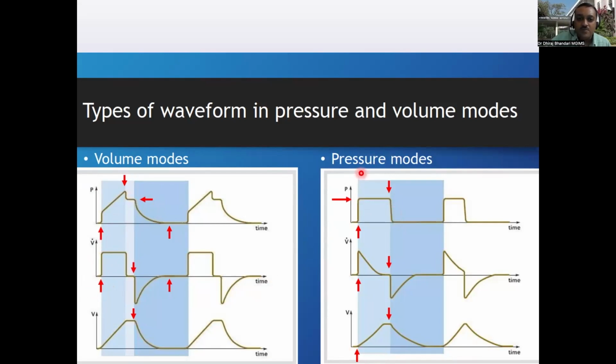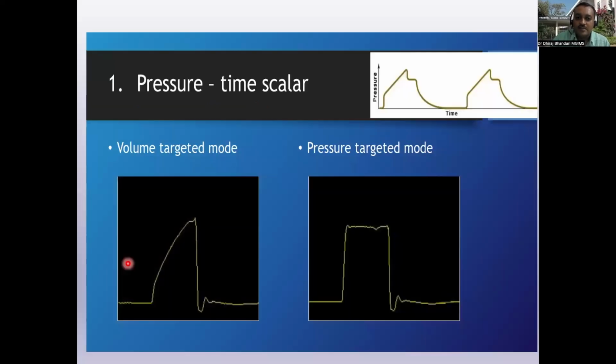So even if I'm covering the volume mode and pressure mode, and I'm only shown this diagram, I'll still be able to say that, because the pressure waveform is square, this is pressure control ventilation, and here, because the flow is a square waveform, this is volume control ventilation. So now let's see these three scalars in detail. First, we'll talk about the pressure time scalar, or simply the pressure scalar.